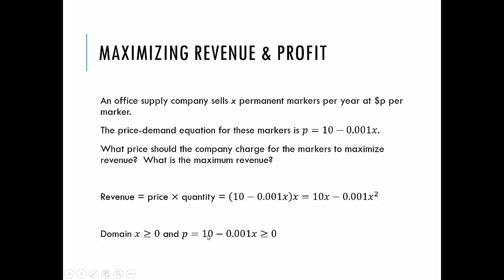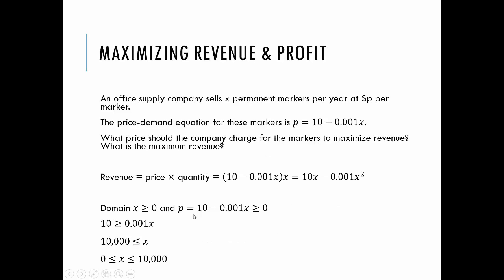My domain is certainly we want to sell more than 0 markers, and we don't want it negative, so it needs to be greater than or equal to 0. My price, I want greater than or equal to 0. So what I do is I solve this inequality by, I could throw this negative 0.001x to the other side. I divide both sides, 10 divided by 0.001, so I get 10,000, which says I have to keep the number of markers between 0 to 10,000.